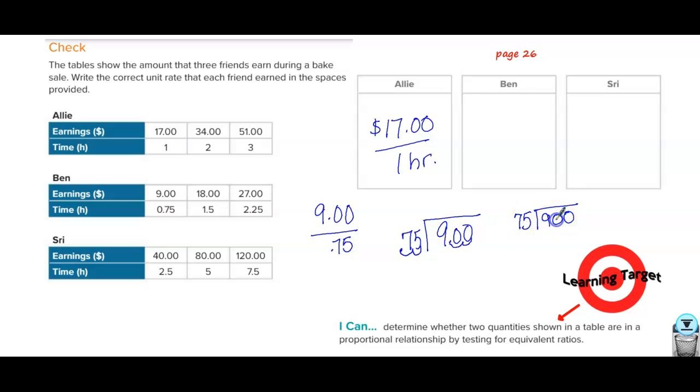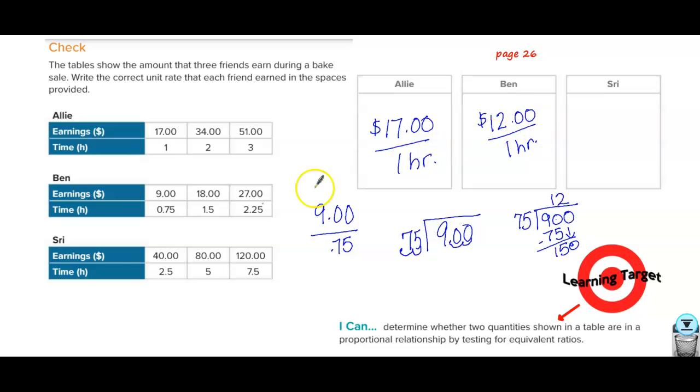Well, 75 goes into 90 one time. 1 times 75 is 75. Subtract, bring down, and 75 goes into 150 2 times. All right, so we now know that Ben is earning $12 per hour. He's not making as much money.